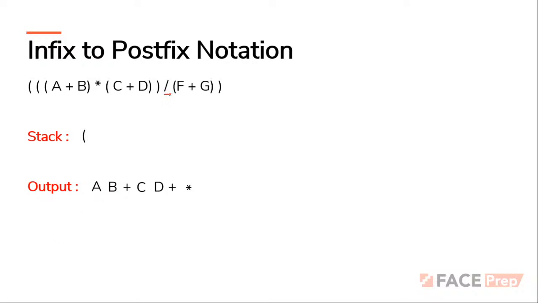My next element is slash. Slash is called an operator. So I'll insert inside the stack. Next, open bracket, insert inside the stack. Next, F, which is an operand. If it is an operand, print it on the output screen. Next, plus, operator. If it is an operator, insert inside the stack. Next one is G, operand. If it is an operand, print it on the screen.